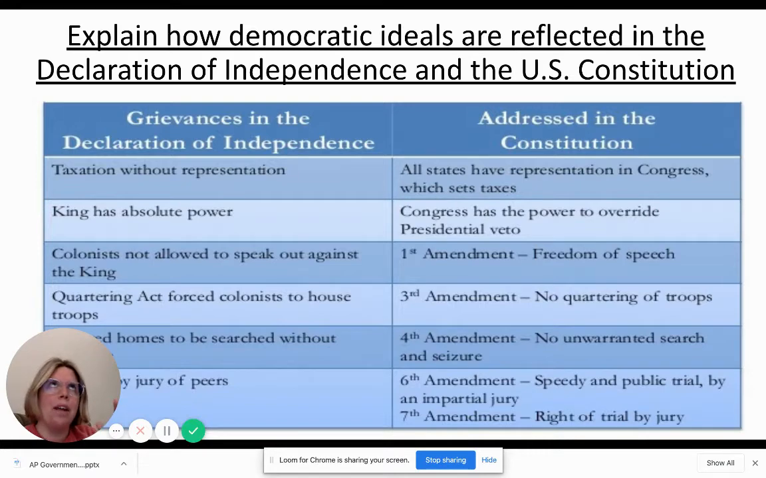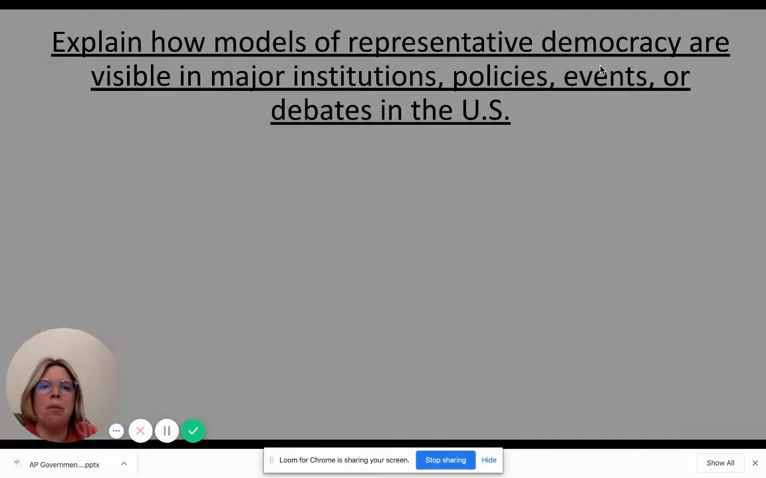You couldn't speak out against government, so we have a First Amendment for that. You had to house troops in your homes, so we have a Third Amendment for that. Or they could go into your homes and take your stuff, so Fourth Amendment. Or that you didn't have due process or fair trials. So definitely things in the Bill of Rights and the Constitution address the problems that were under the British government.